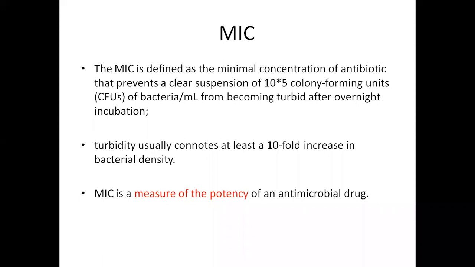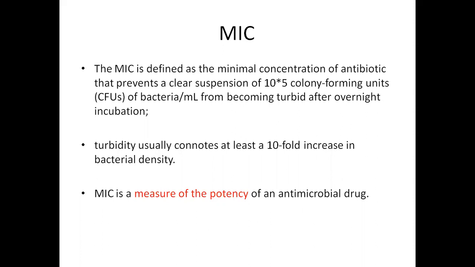If the turbidity is very less, that means it is inhibiting them. If turbidity is more, it means it's not inhibiting well. So based on this, they'll give the MIC values. The disc diffusion method is commonly used, though now they're being taken over by Vitek systems. And MIC is a measure of potency of an antimicrobial drug.